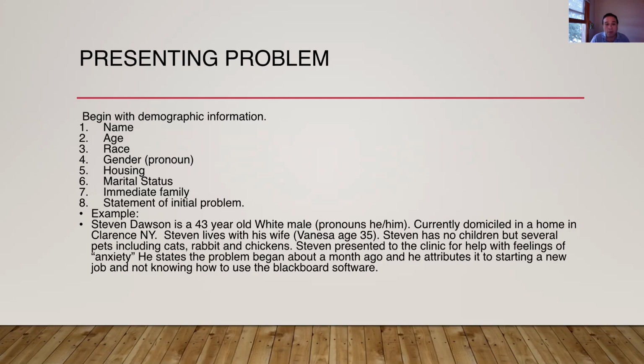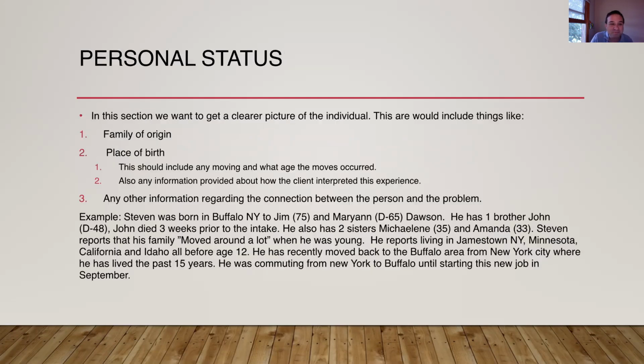So your first section might read something like: Stephen Dawson is a 43-year-old white male, pronouns he and him, currently domiciled in a home in Clarence, New York. Stephen lives with his wife, Vanessa, age 35. Stephen has no children, but several pets, including cats, a rabbit, and chickens. Stephen presented to the clinic for help with feelings of anxiety. He states the problem began about a month ago, and he attributes it to starting a new job and not knowing how to use the Blackboard software.